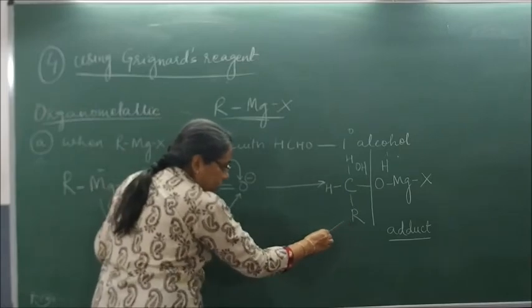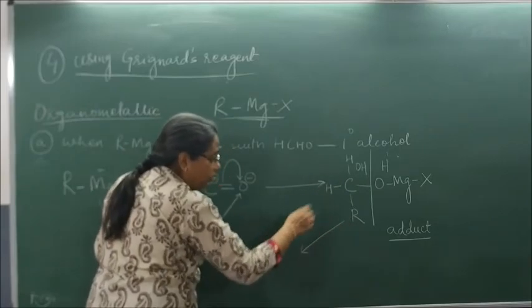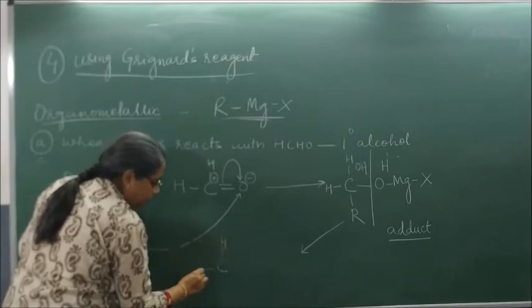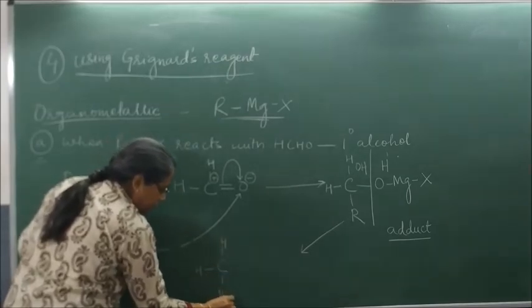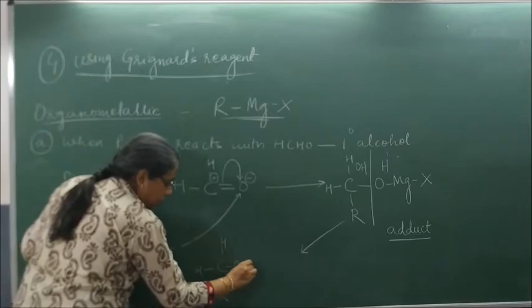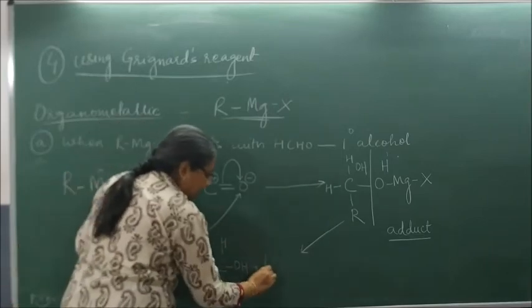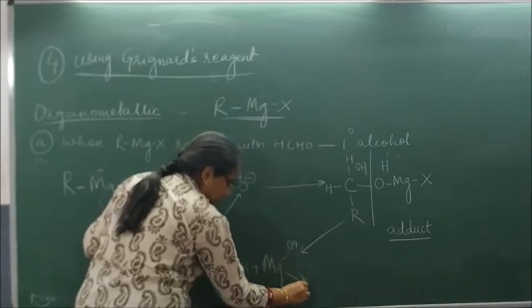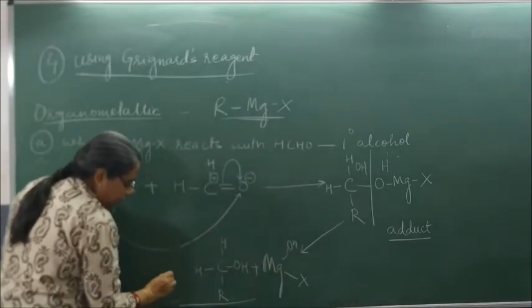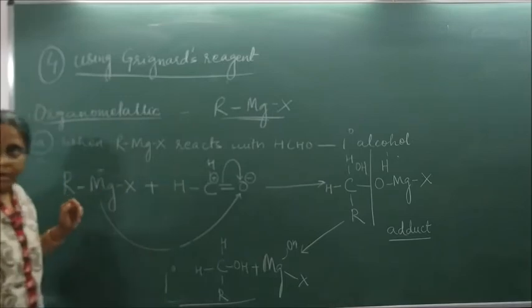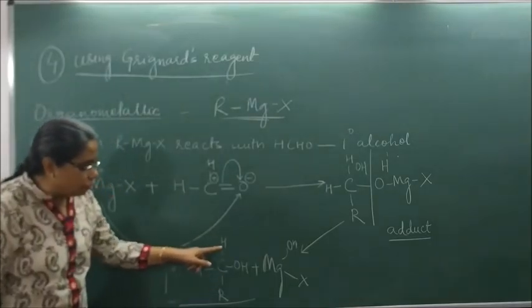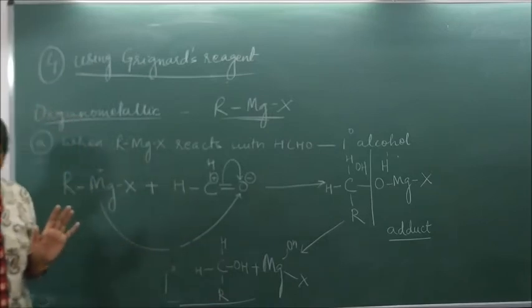So now I am writing it here. So what will I get? R, CH2, OH plus Mg, OH and X. What alcohol is this? It's a primary alcohol because it ends with what? R, CH2, OH. Is it clear?